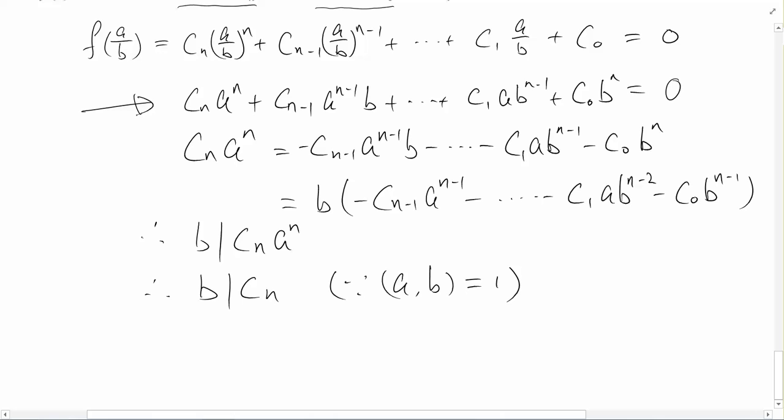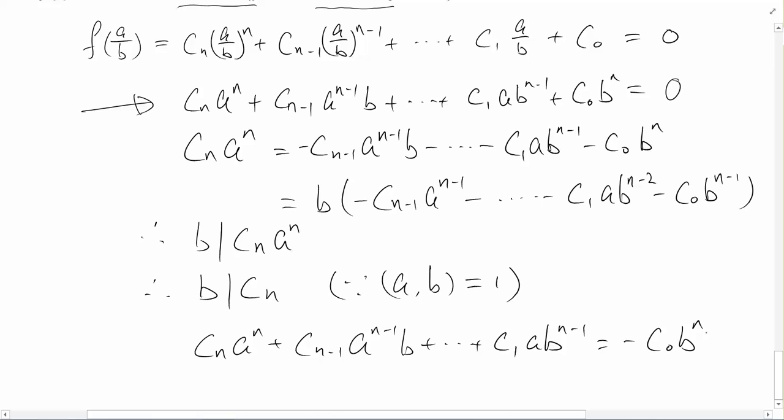And then for the next, we may go back to this line. Instead of moving all other terms to the right hand side, now we leave the terms Cn a to the power n plus Cn minus 1 a to the power n minus 1 b, the second term, up to the second last, on the right hand side, and only move the last term to the left hand side. And now you can see that a is a factor of all the terms on the left hand side.